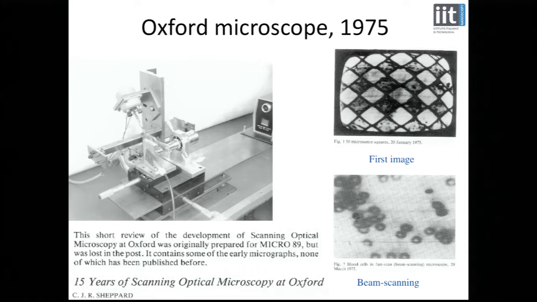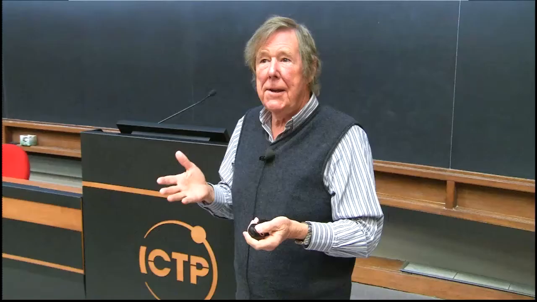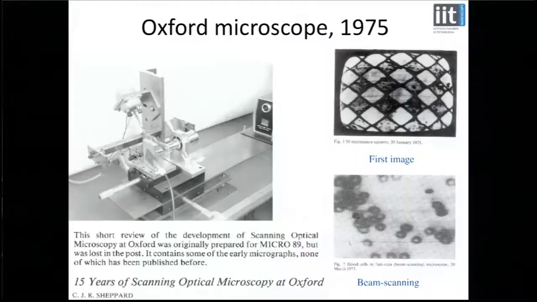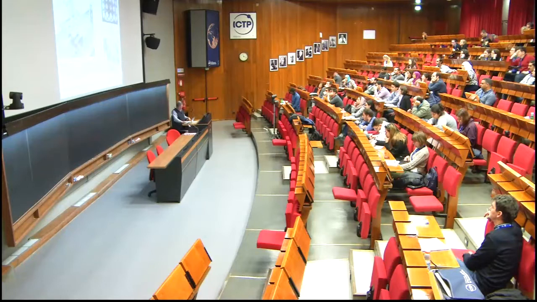This is actually the very first image we got with this system, in 1975. It's a test chart, and you can see that it looks like an old-fashioned television, and that's because it was an old-fashioned television. That's how we used to display the image, and then we photographed from the television. We were also developing a beam scanning system in the same year, and this is an example of that. These pictures are all taken from this article in the Journal of the Royal Microscopical Society. It gives a sort of history of our early work on confocal. I wrote this article when I left Oxford to go to Australia, summing up things.